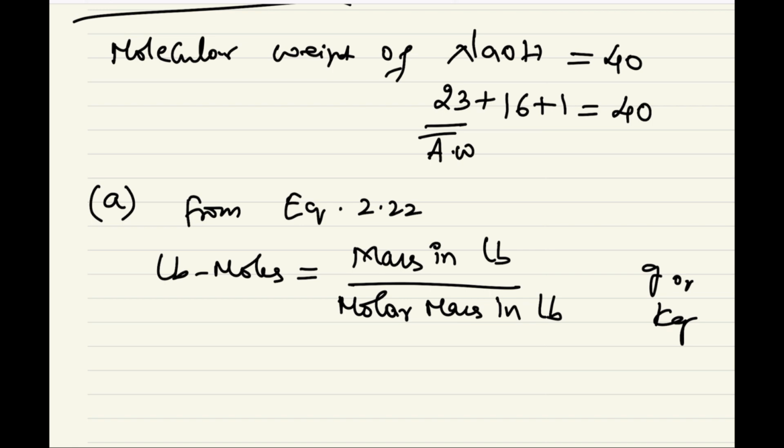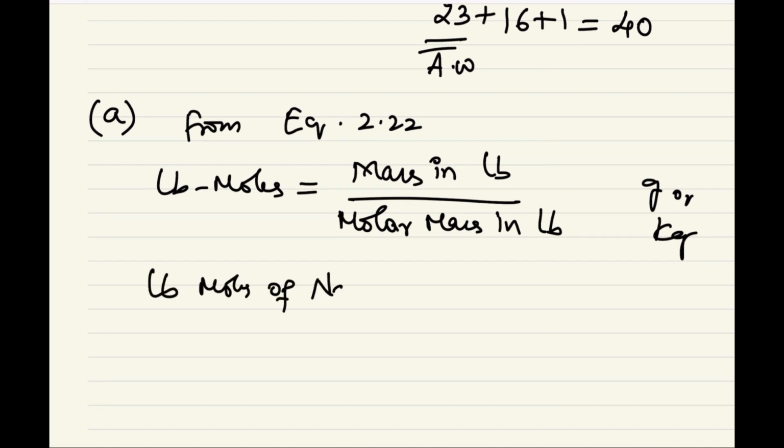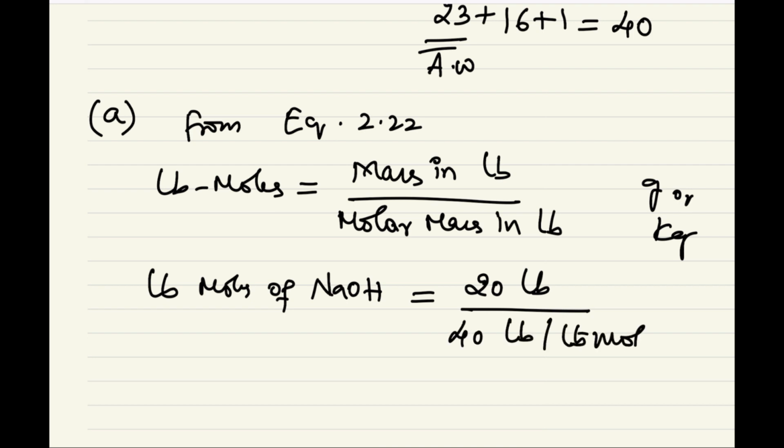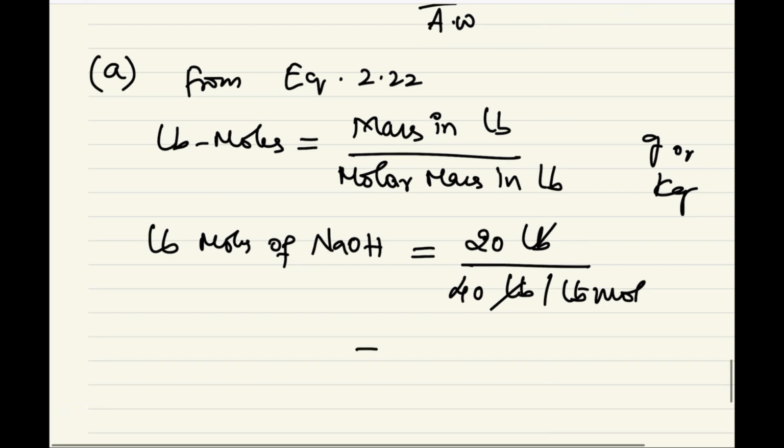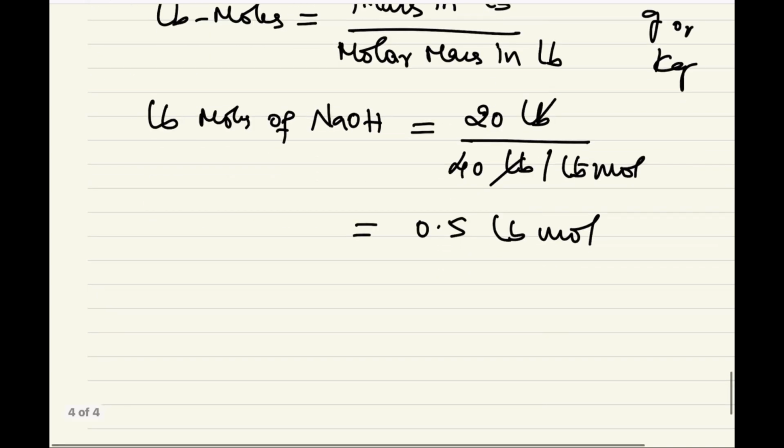So for sub question A, that is lb moles of NaOH, the mass given is 20 lb divided by its molar mass of 40 lb per lb mole. The lb cancels, and we end up with 0.5 lb mole. So 20 lb is nothing but 0.5 lb moles. Let us go to sub question B.